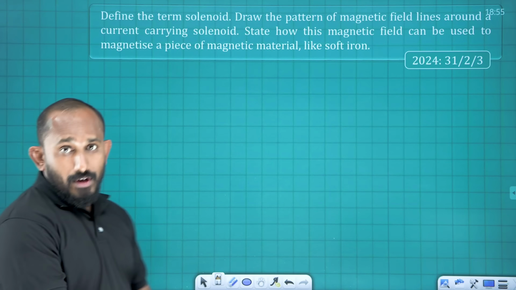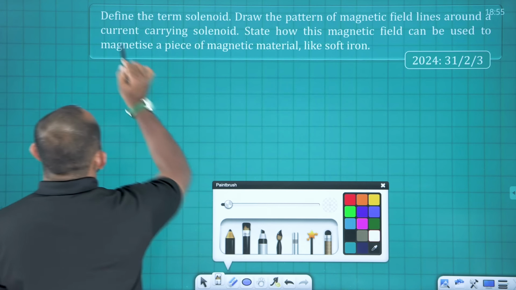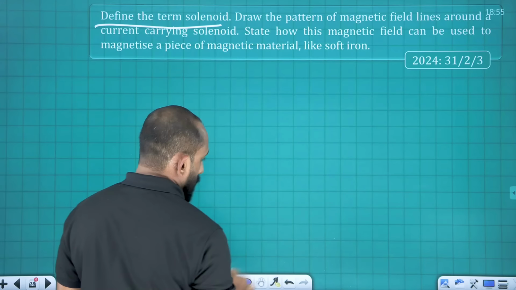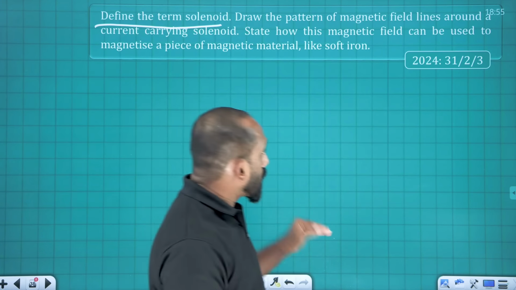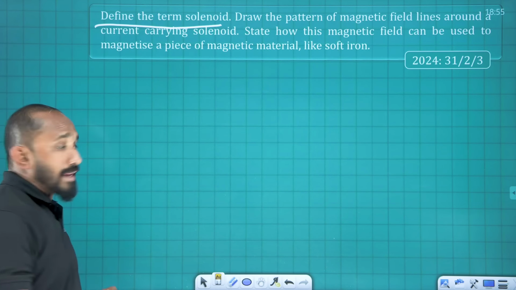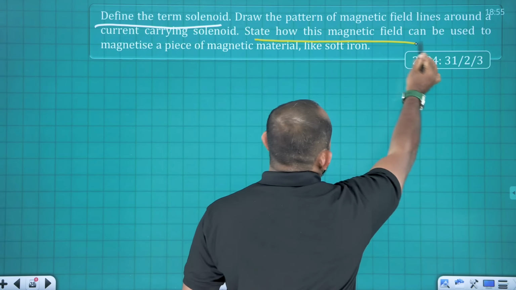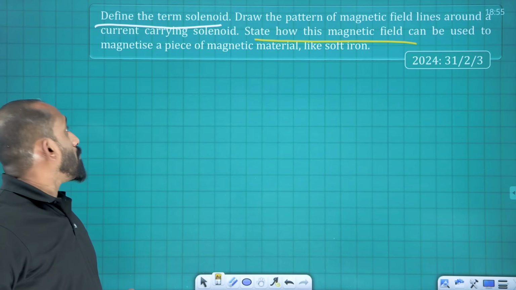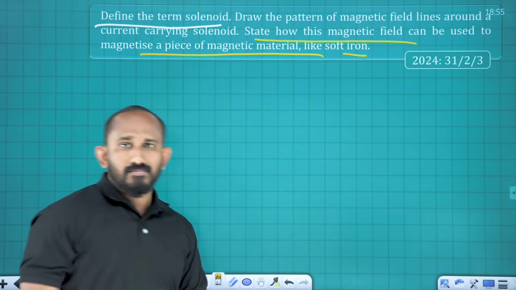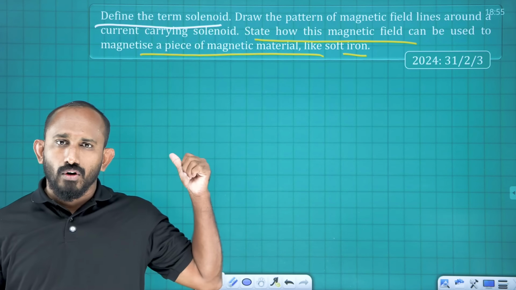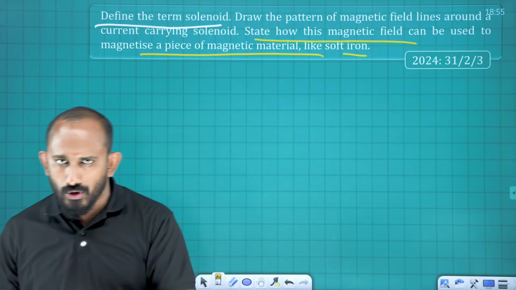Define the term solenoid. What is a solenoid? That's a question; you have to define it. Draw the pattern of magnetic field lines around a current carrying solenoid. State how this magnetic field can be used to magnetize a piece of magnetic material like soft iron. So, define solenoid.